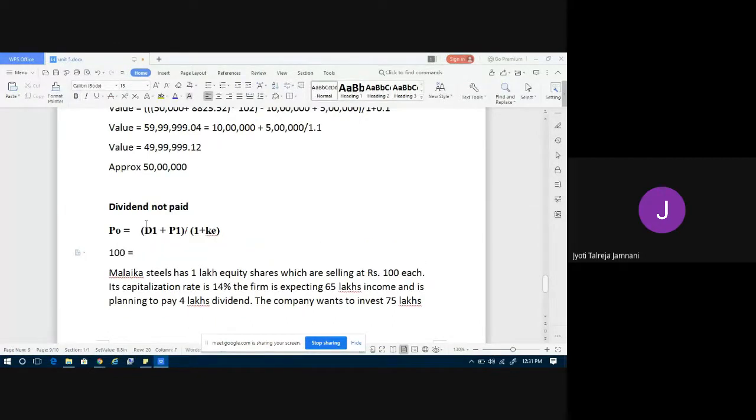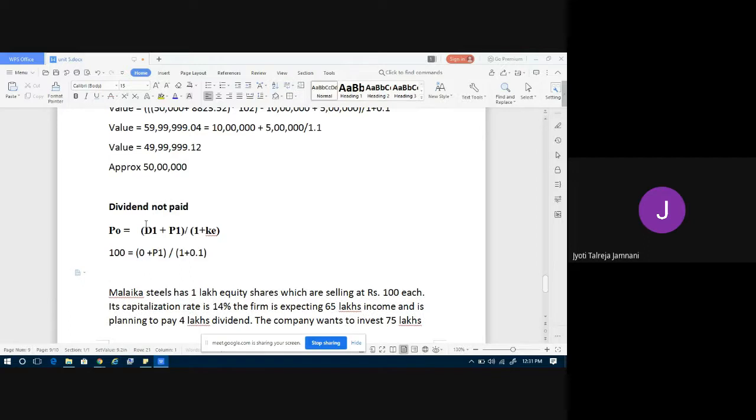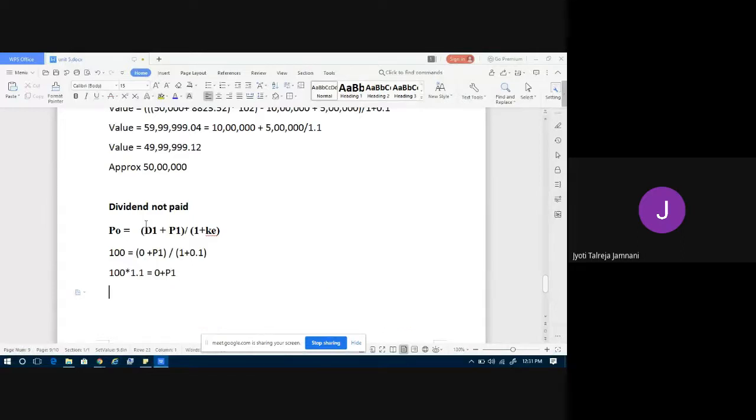Hundred is equal to dividend not paid. So now dividend is 0 plus P1 divided by 1 plus 0.1. 1 plus 0.1 is 1.1. If I take it this side, it will become 100 into 1.1, which is equal to 0 plus P1. So P1 will be equal to 110, because 100 into 1.1 is 110. If I get that 0 this side, it will become 110 minus 0, which is nothing but 110.